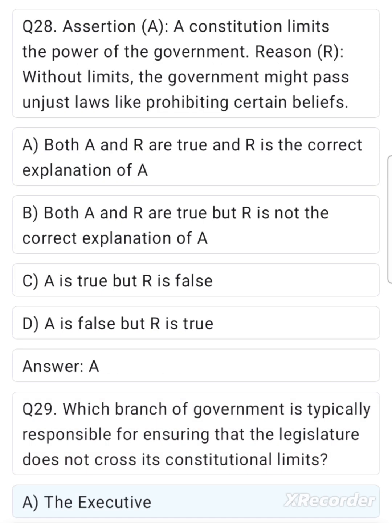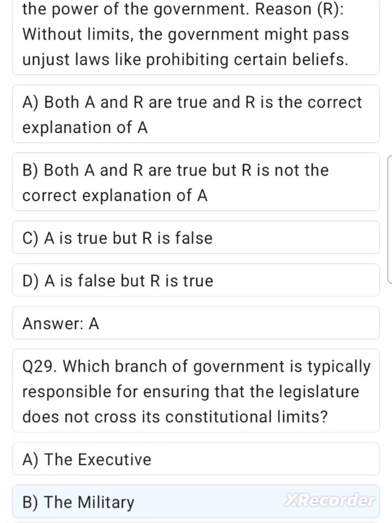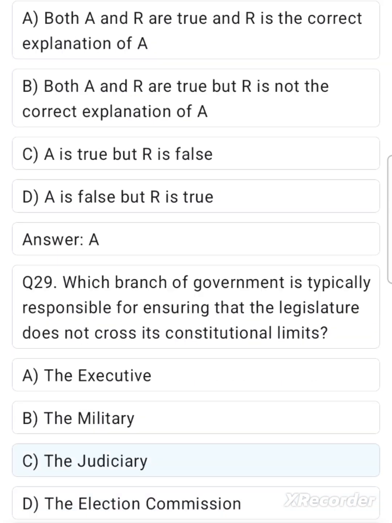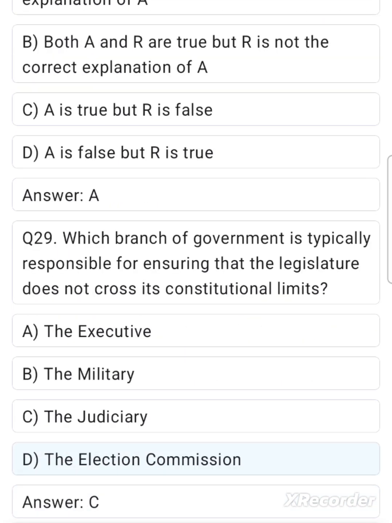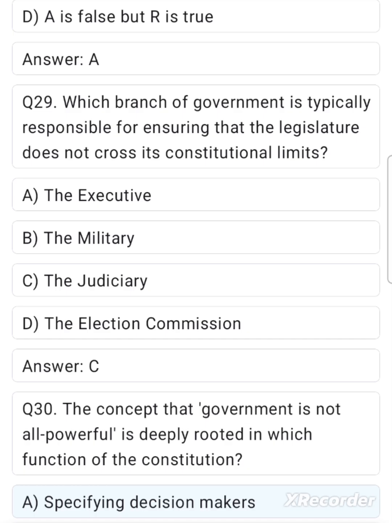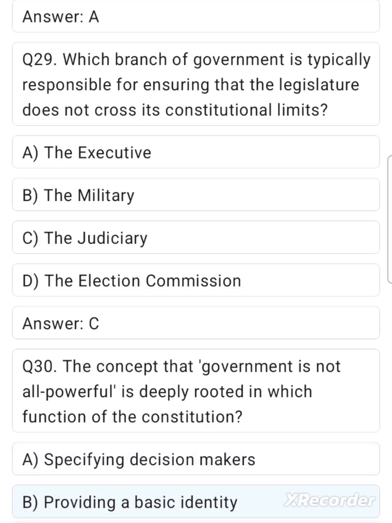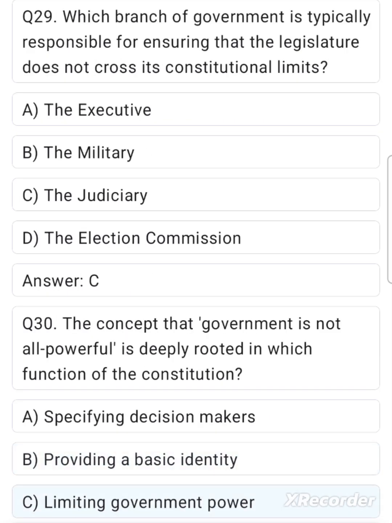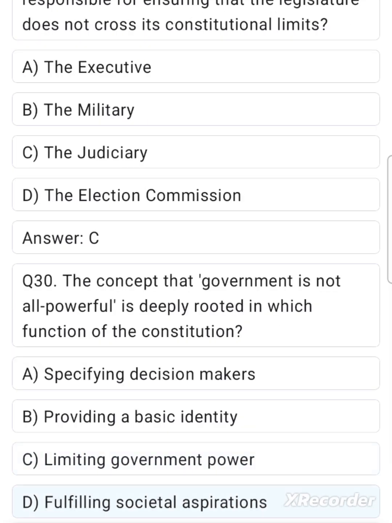Q29. Which branch of government is typically responsible for ensuring that the legislature does not cross its constitutional limits? A. The executive. B. The military. C. The judiciary. D. The election commission. Answer. C. Q30. The concept that government is not all-powerful is deeply rooted in which function of the Constitution? A. Specifying decision makers. B. Providing a basic identity. C. Limiting government power. D. Fulfilling societal aspirations.